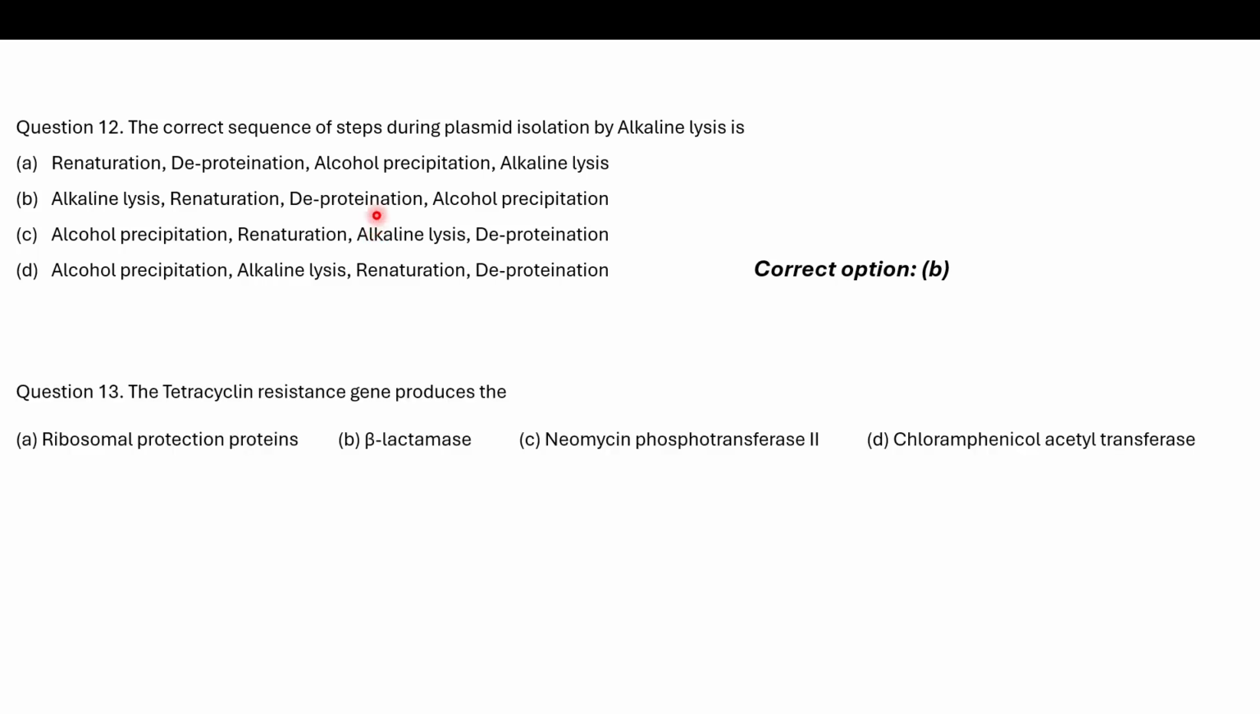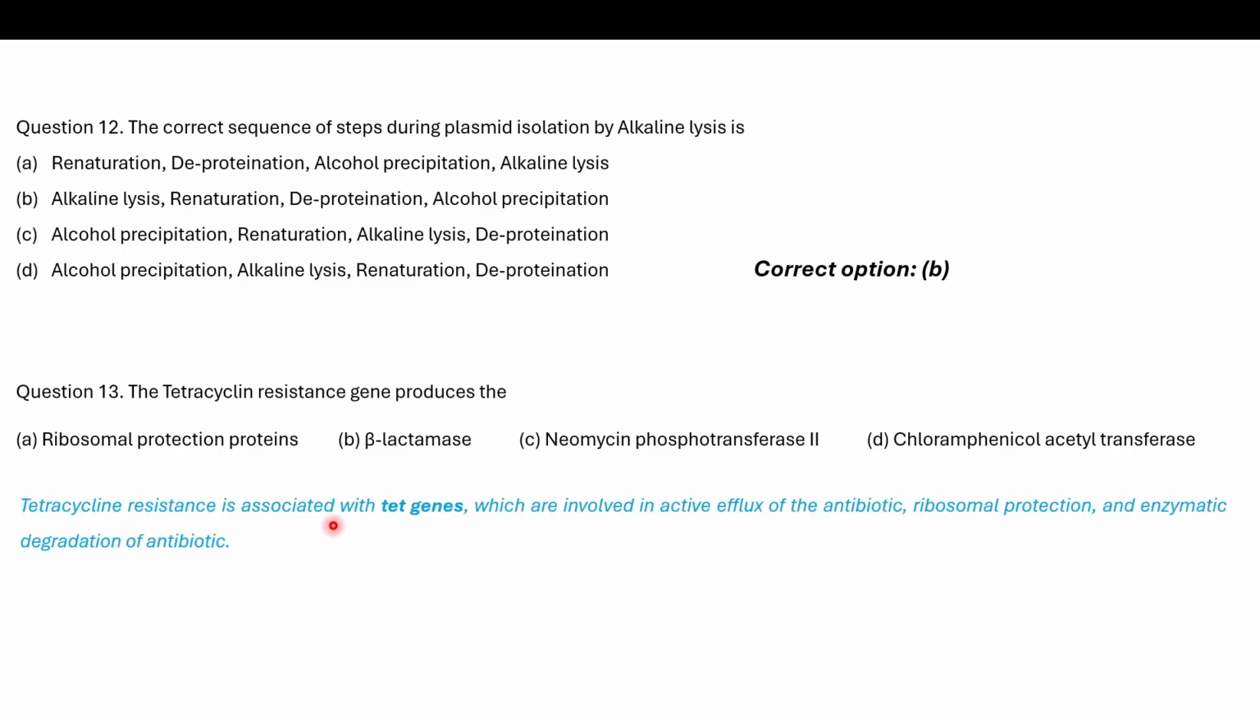Okay. What does the tetracycline resistance gene produce? The tetracycline resistance gene is associated with tet genes, which are involved in the active efflux of the antibiotic, ribosomal protection, and enzymatic degradation of the antibiotic. So the tetracycline resistance gene produces the ribosomal protection proteins out of these four options. Right. So option A.